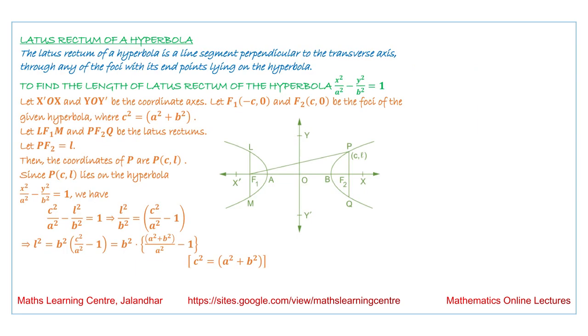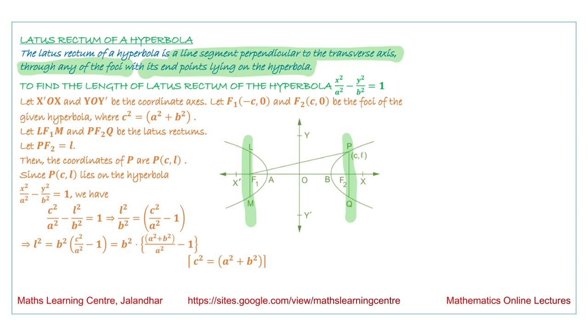Next we have the latus rectum of a hyperbola. The latus rectum is a line segment perpendicular to the transverse axis and through any of the foci with endpoints lying on the hyperbola. This is a similar definition to what we have for the parabola and the ellipse. These are shown over here. These are the lines perpendicular to the transverse axis and passing through the focus, and their endpoints lie on the hyperbola.